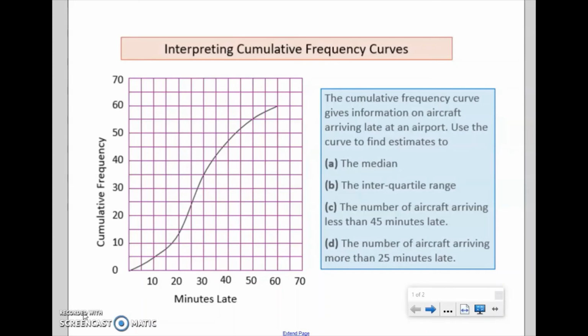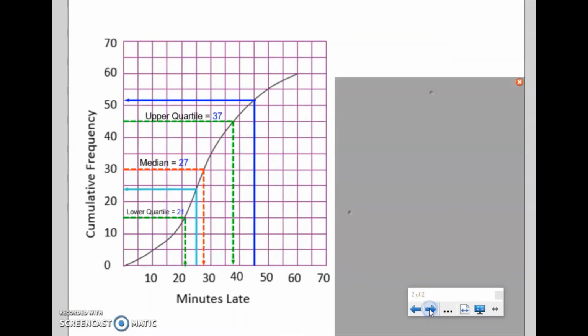Okay, welcome back. I will go through my solutions and explain to you how we could have interpreted this curve to answer the mathematical questions A, B, C, and D. Okay, so you may have realized that it was probably easier to draw out the cumulative frequency curve. Once we've done that, then we can add some straight lines onto the curve to interpret the questions.